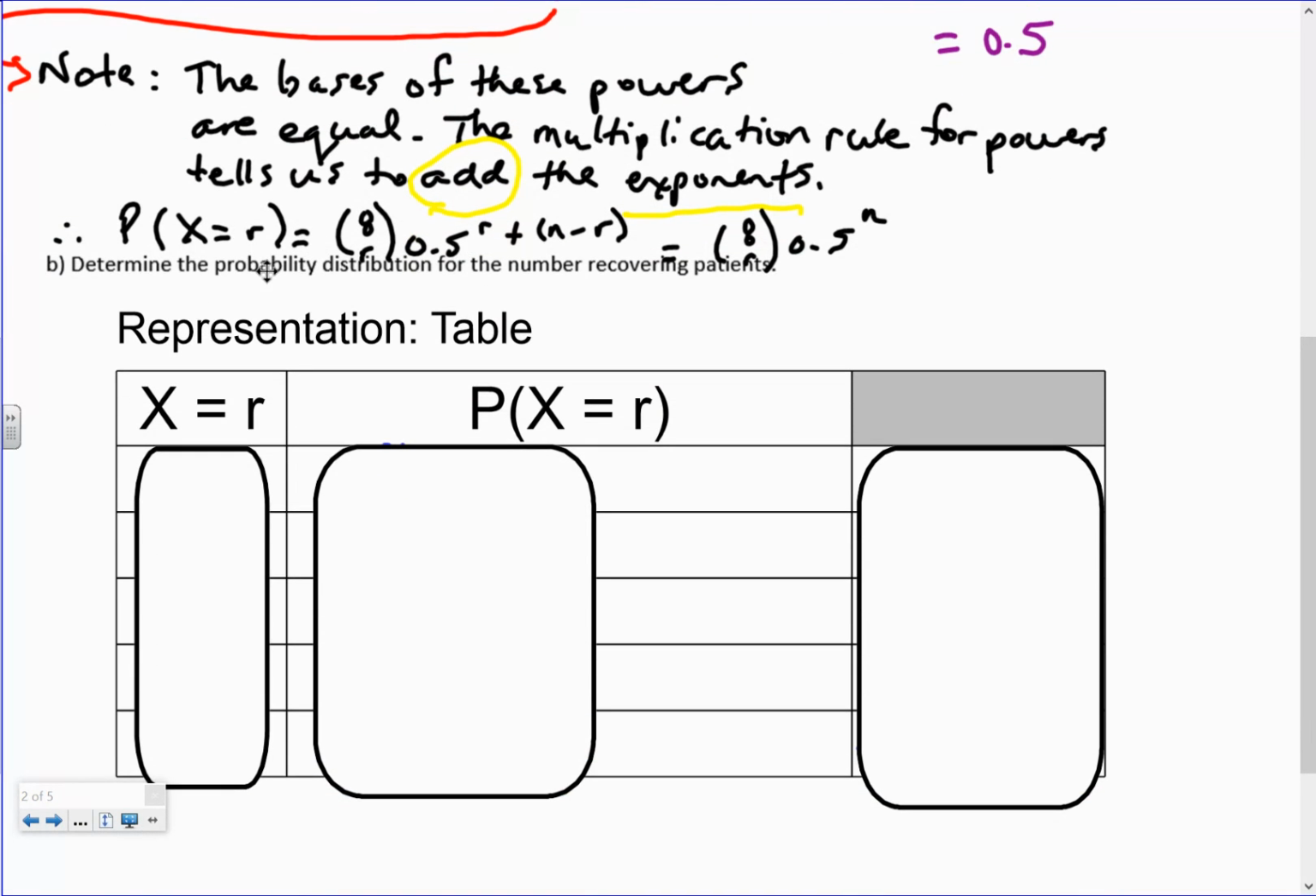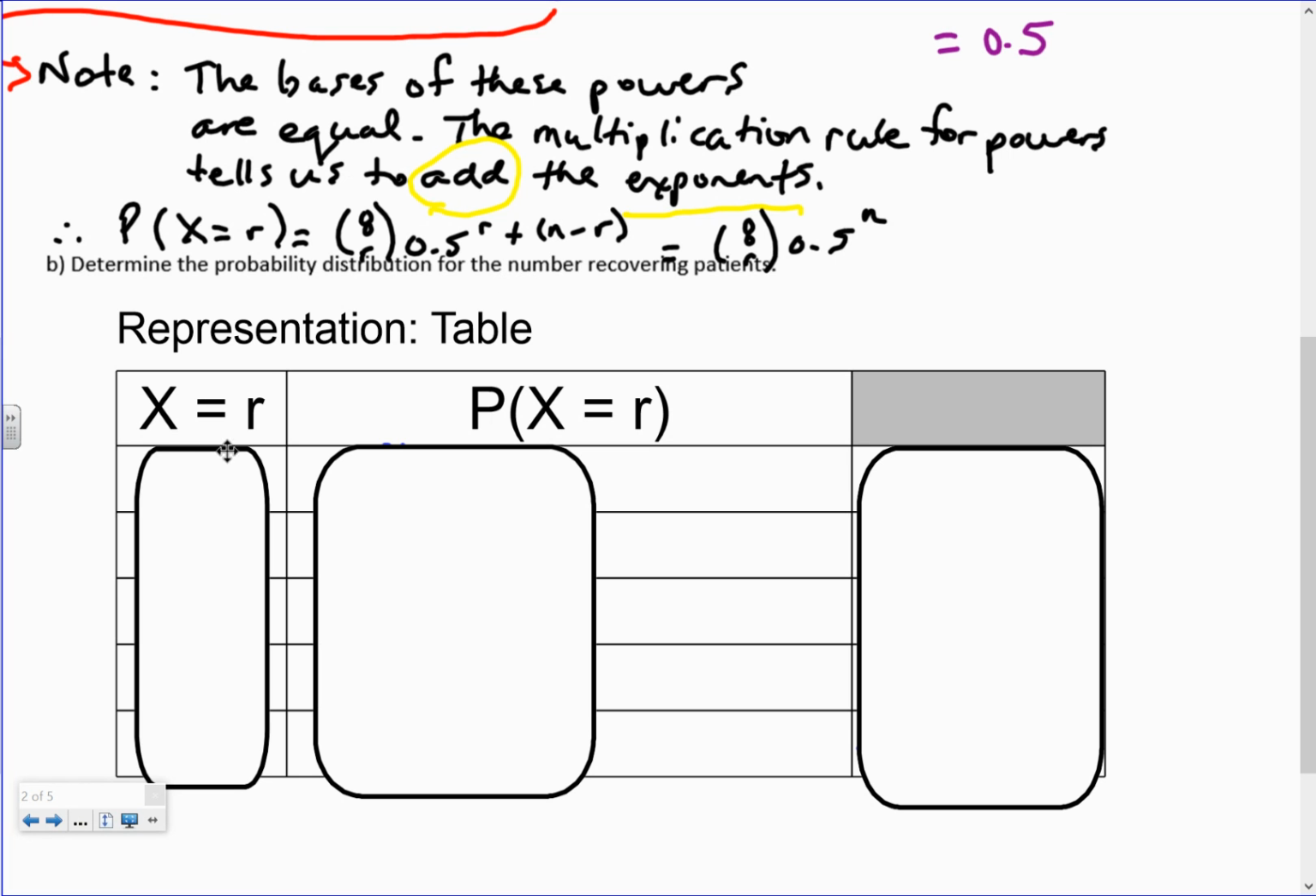So it says here in part B to determine the probability distribution for the number of recovering patients. When we see or hear the words probability distribution, what we're being asked is to visualize all the possibilities: every particular probability based on each and every possible number of successes. We have a couple of ways of doing that. We can represent it in terms of a chart or table format. We can also graph them out.